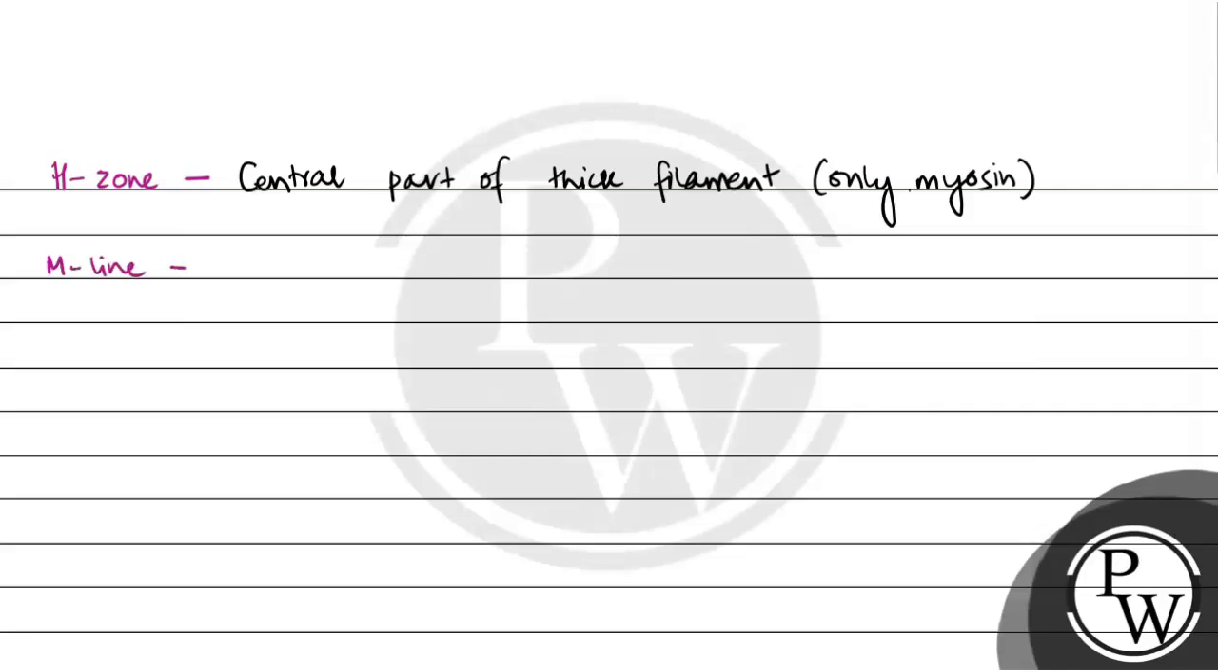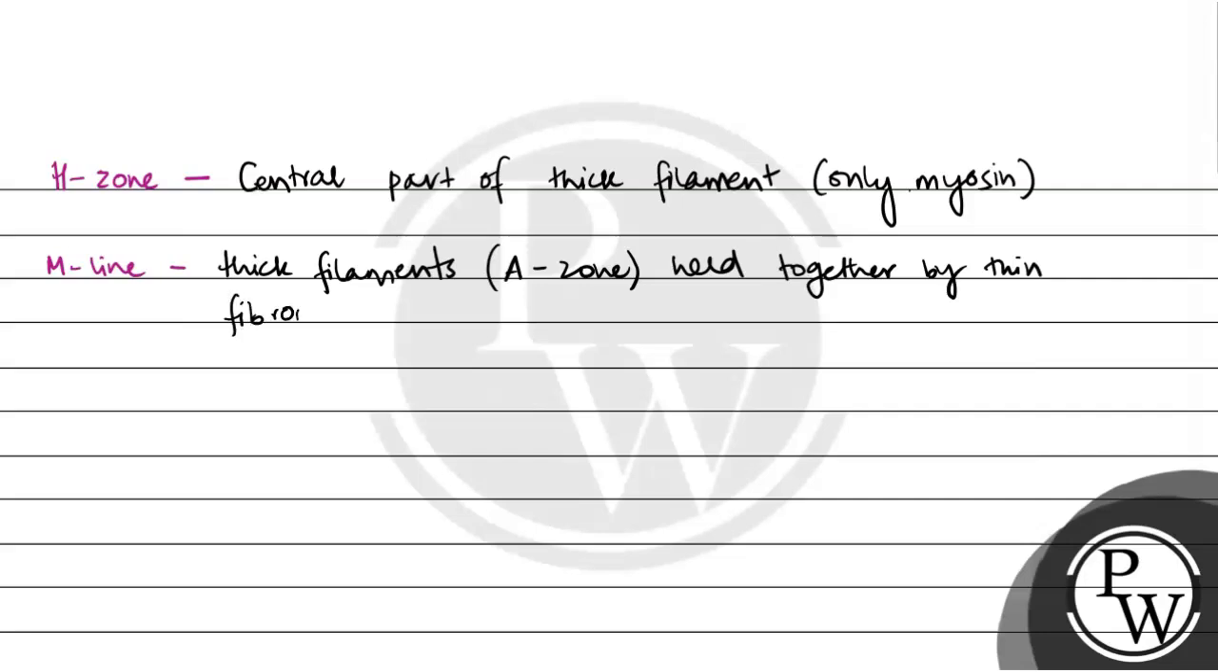The thick filaments which are present in the A zone are also held together by a thin fibrous membrane, which is called the M line.